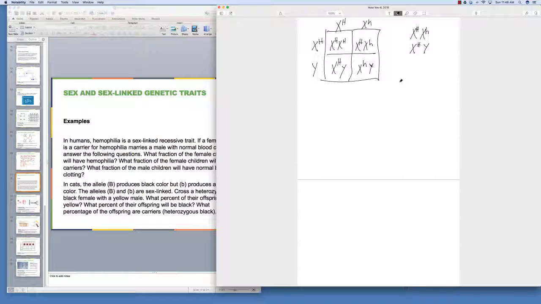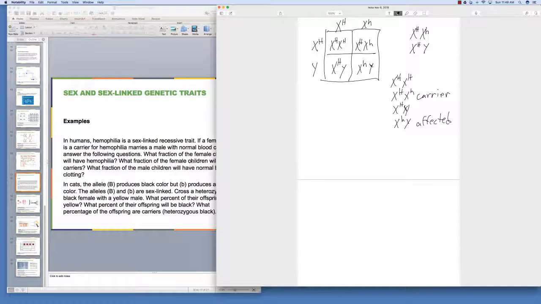Okay, so here's our genotypes. We have one female that is homozygous normal. We have one female that's heterozygous or a carrier. We have one male that's unaffected or normal. Excuse me, he's a male. And we have one male who's affected. So this is an affected individual. This one's sick.